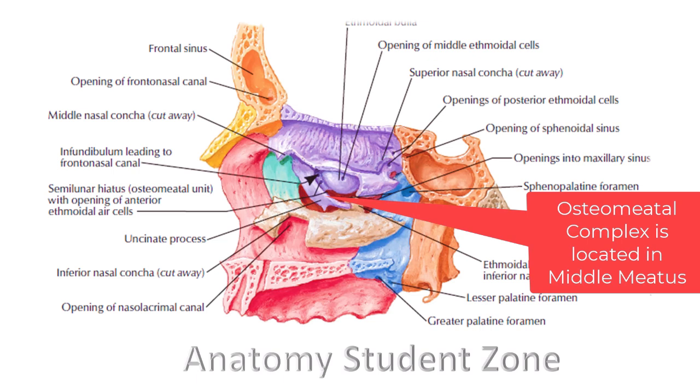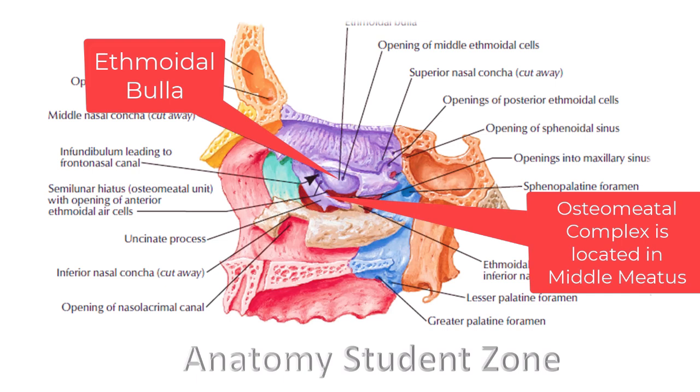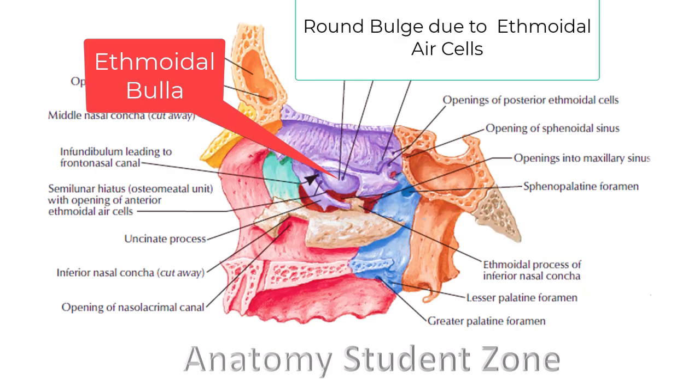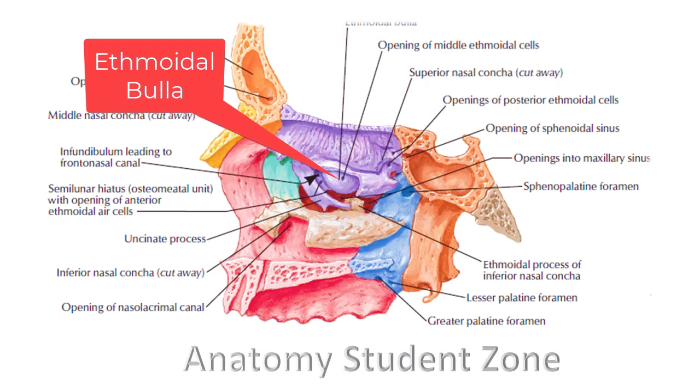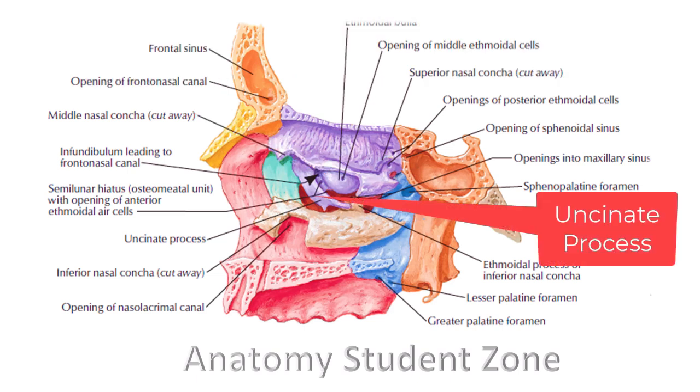It includes the ethmoidal bulla, which is a round prominence formed by the ethmoidal air cells. So if the examiner asks you what the ethmoidal bulla is, you can simply answer ethmoidal air cells. They form a round prominent bulge in the area of the middle meatus, and we name them the ethmoidal bulla. Another part of the osteomeatal complex is the uncinate process.